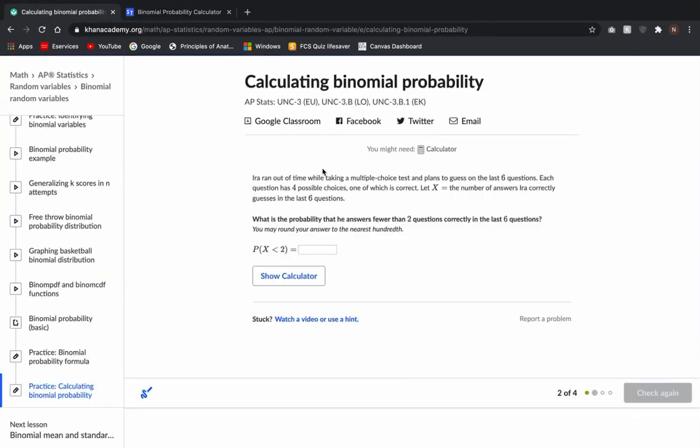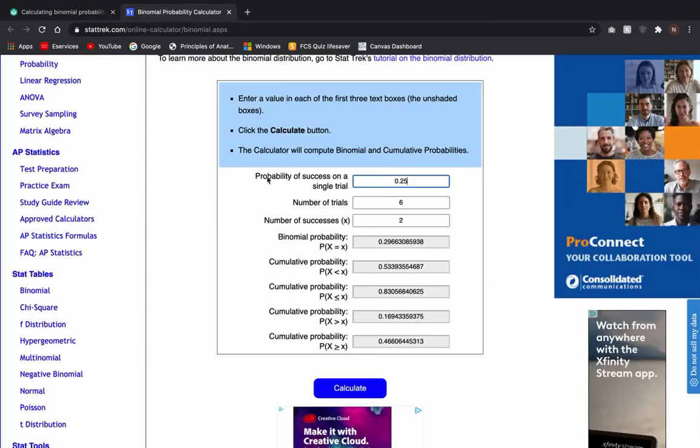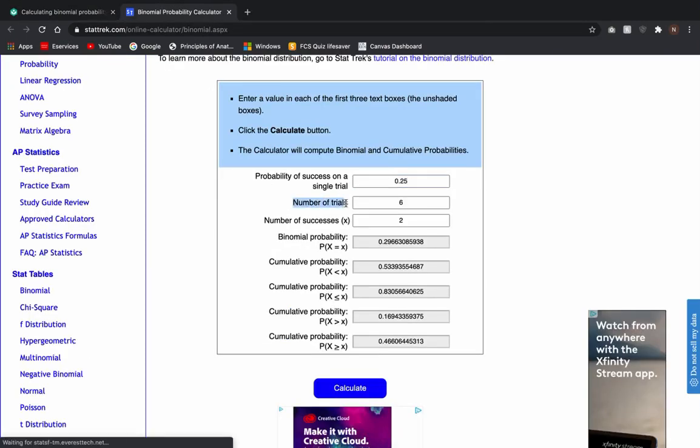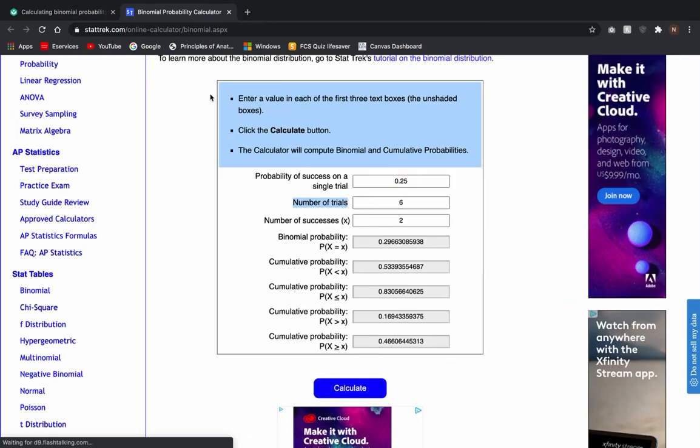Now, going back to the question, it's asking about N, the number of trials. As it says, Ira is running late. She's running out of time, and she only has 6 questions left to guess on. So that means that's the number of questions left. That's the maximum that she can go. So those are the number of trials that she has. So we go back to the calculator. Under number of trials, you're going to put the number 6.